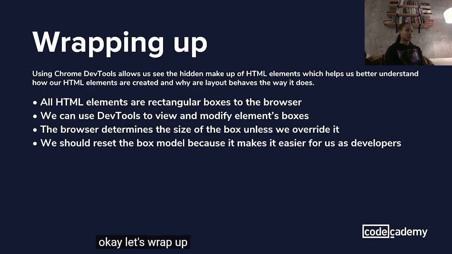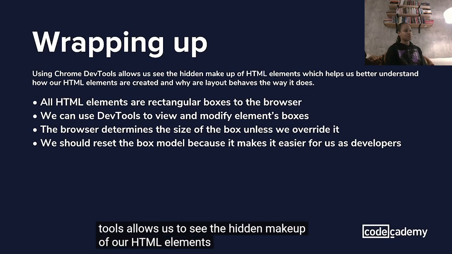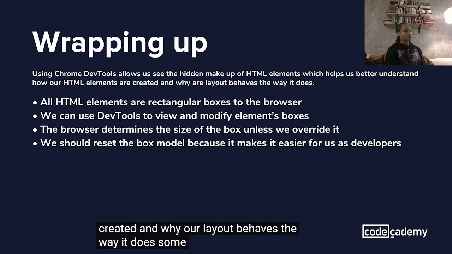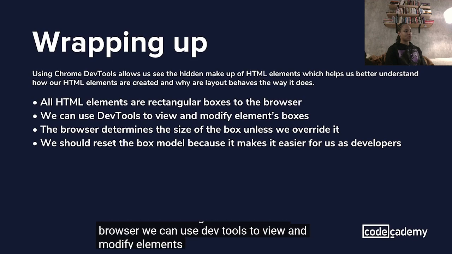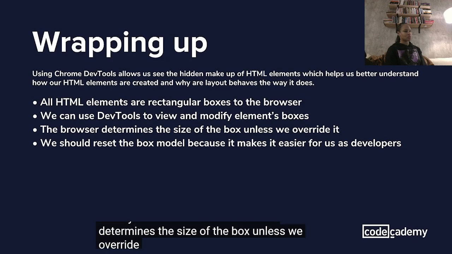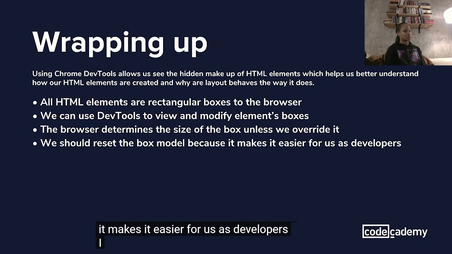Okay, let's wrap up. So using Chrome DevTools allows us to see the hidden makeup of our HTML elements, which helps us better understand how our elements are created and why our layout behaves the way it does. Some takeaways here. All HTML elements are rectangular boxes to the browser. We can use DevTools to view and modify elements boxes. The browser determines the size of the box unless we override it. We should reset the box model because it makes it easier for us as developers.